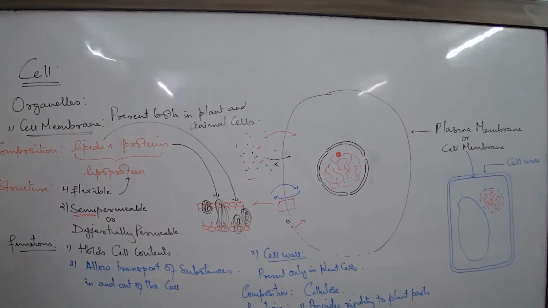Clear? So these are some of the points and some functions to write. What are some of the functions of the cell wall? Provides rigidity, gives shape to the cell parts.